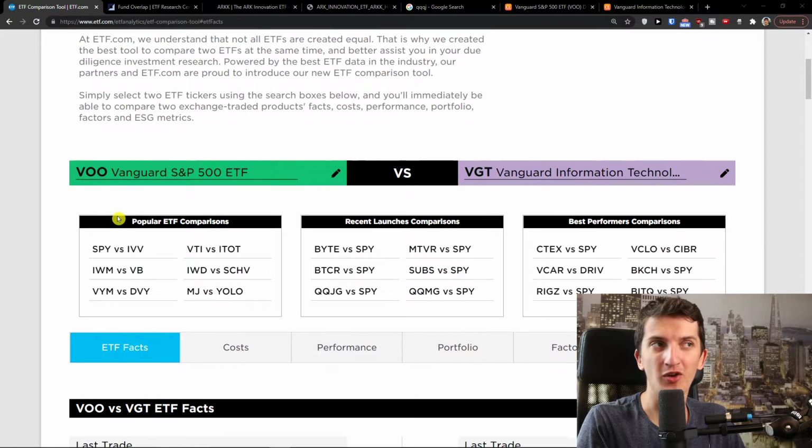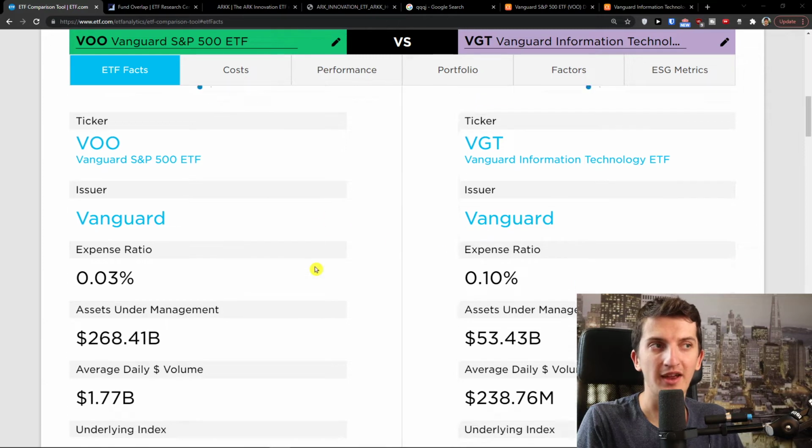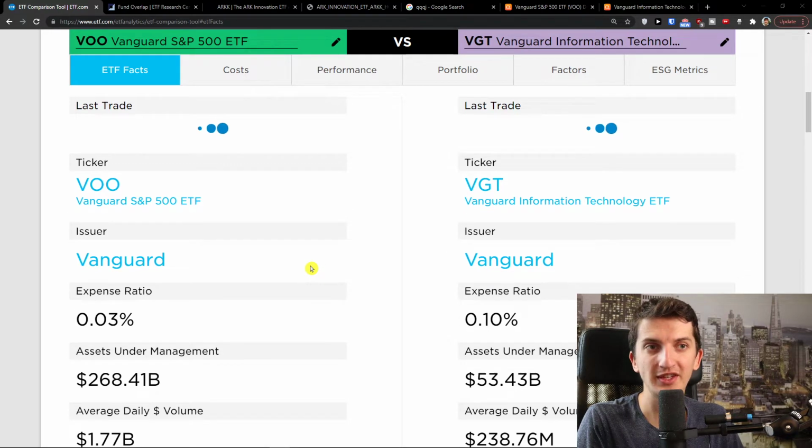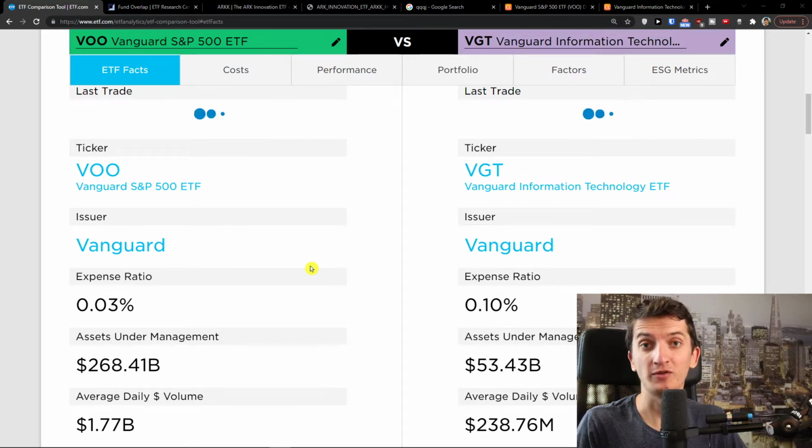Here we are, VOO, VGT. Both issued by Vanguard, and Vanguard is the creator of these ETFs. Let's start straight away with expense ratio, and then we'll go to the number of holdings, what kind of performance they got, and also we will be looking at the stocks in those ETFs, and then also fund overlap.